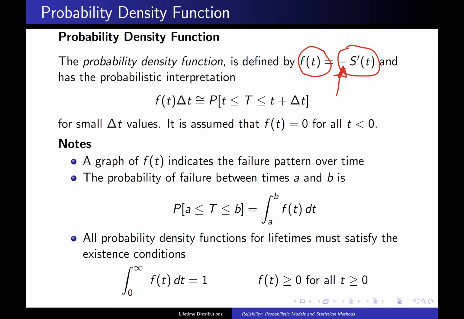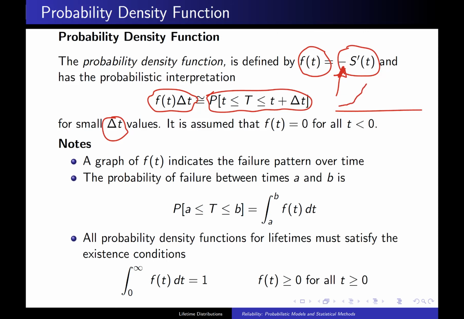One probabilistic interpretation, which you might or might not have seen, is if you take the probability density function and multiply it by some small time window delta t, so there's going to be a small value, then that gives you the probability of failure between t and t plus delta t. There's not much room here for a picture. Let's just draw one real quick.